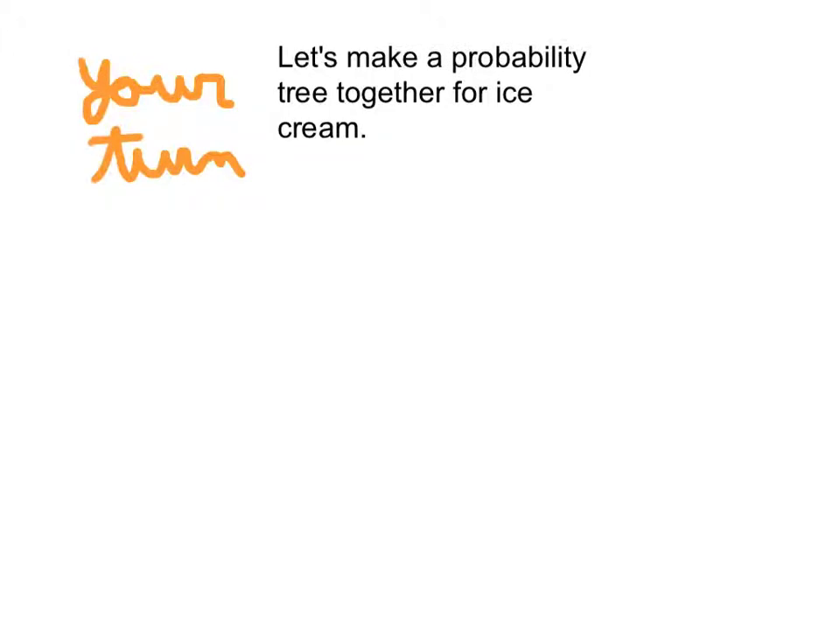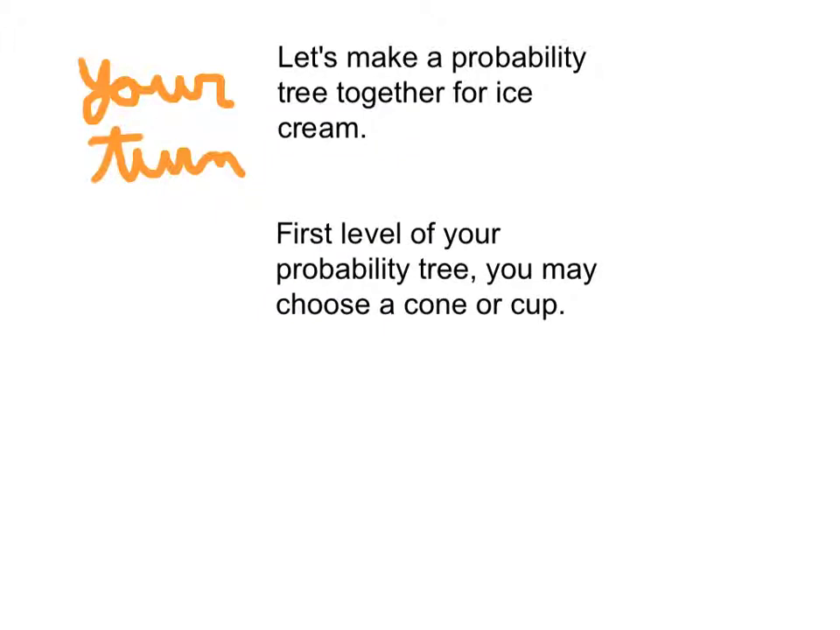Okay, it's your turn. Let's make a probability tree together for ice cream. Let me go ahead and set up those different choices that you have for ice cream. For the first level of your probability tree, you may choose a cone, and we will abbreviate that CO, or a cup. And then we can write cup out since it is so short. Go ahead and set that up.